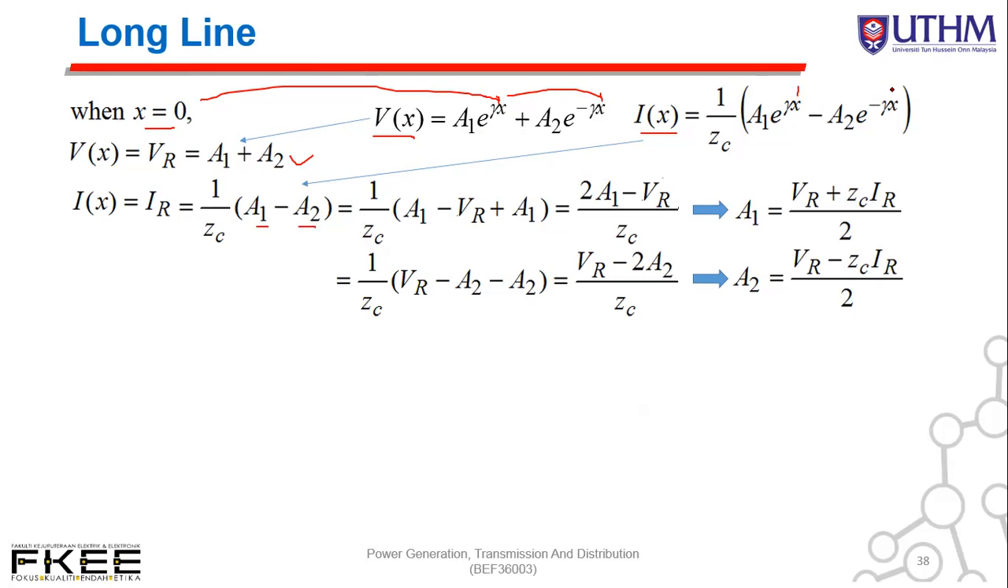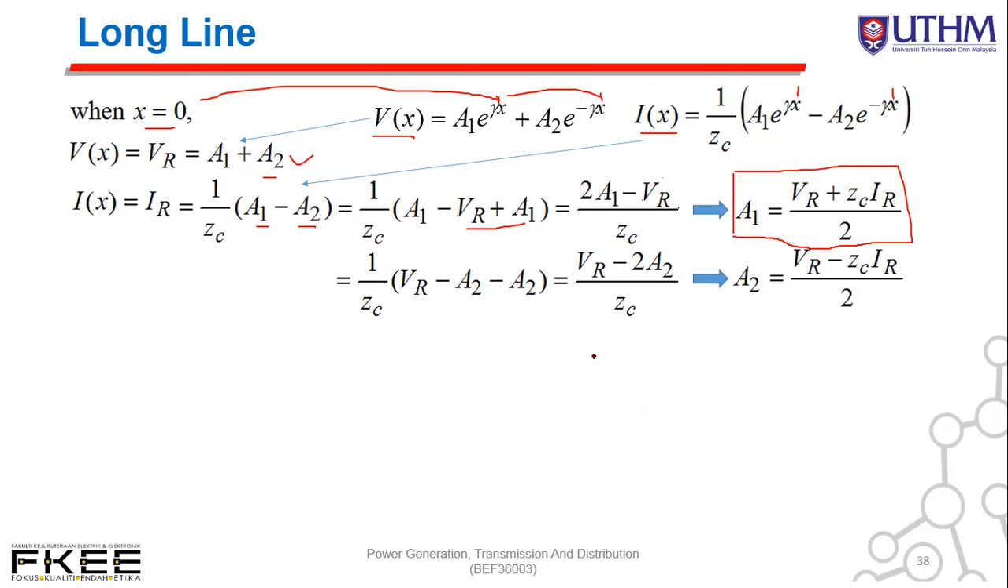So further we simplify, IR equal to 1 over Zc. A2 is nothing but VR minus A1. So we replace this A2 by VR minus A1. So we got 1 over Zc times A1 minus VR plus A1. Further simplifying, we got 2A1 minus VR over Zc. So now we got A1 equal to (VR plus Zc IR) over 2.